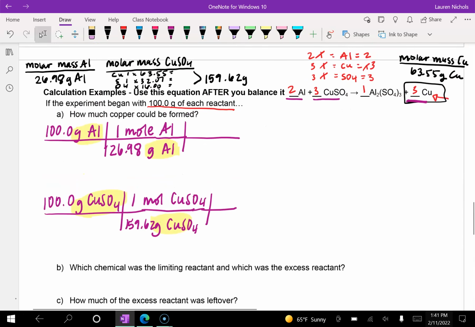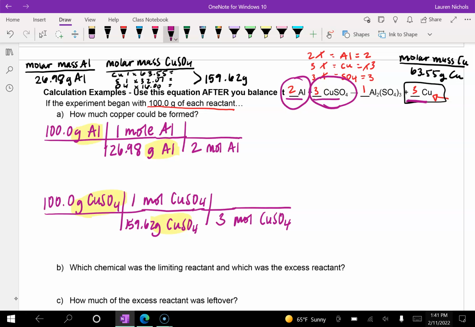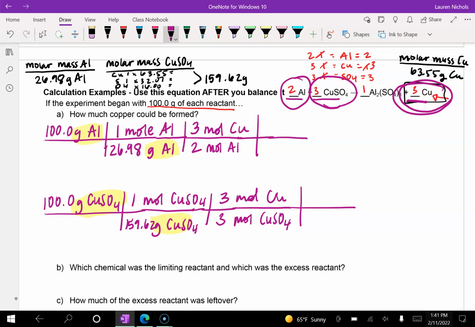We are going to use our mole ratio because we're going to need moles of aluminum at the bottom and moles of copper sulfate at the bottom. So we know that our moles of aluminum is 2 and our moles of copper sulfate is 3. And where they both have in common is our 3 moles of copper will be at the top. Okay, and this is where things become identical because they will both end.